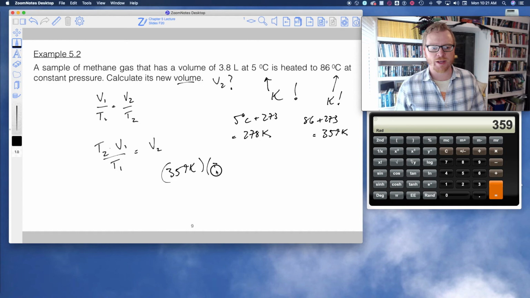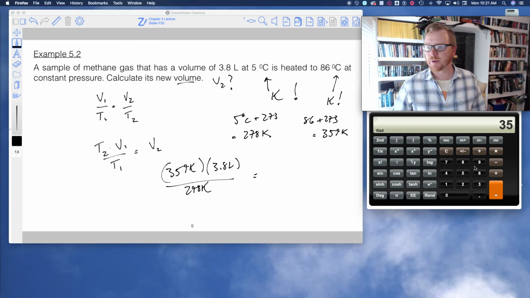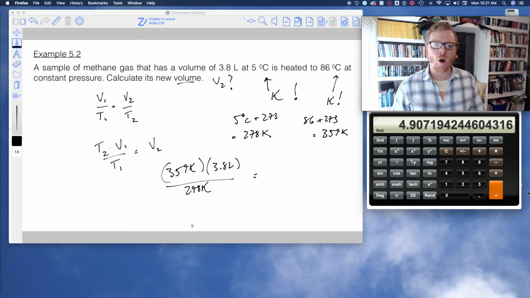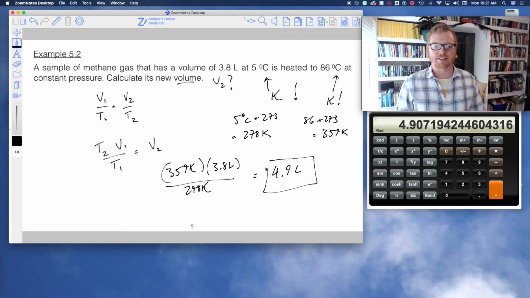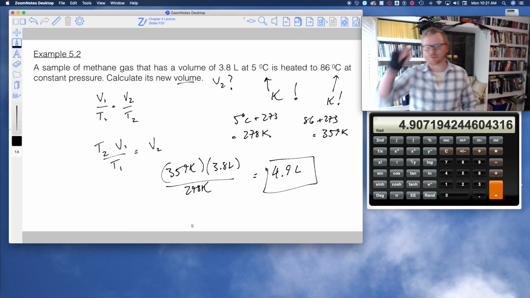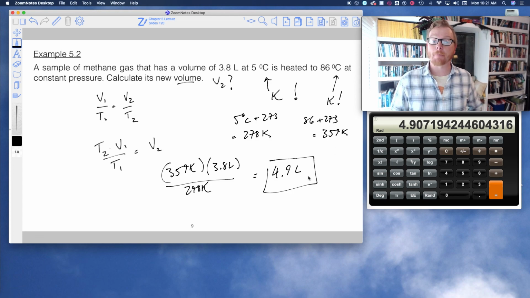So 359 Kelvin. And then what do we say? V1 is 3.8 liters, divided by 278 Kelvin. Yeah, we're going to get a bigger volume, but not like 65 liters. I knew that didn't seem right. Then times 359, okay, 4.9 liters. That makes a lot more sense. I knew that thing could not get to 65 liters, and I went on to the next slide, and it's Monday. Kelvin, all the time. Kelvin, gas laws, Kelvin, do it.